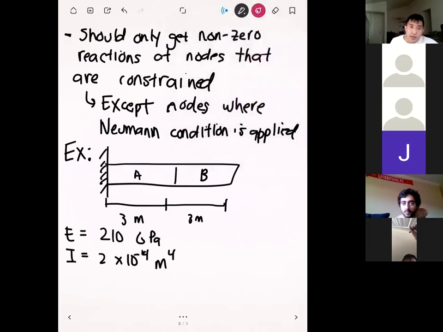And then just to show you guys that what we're doing this time with beams, you can combine it with our trusses. Let's throw a spring in here just for fun. Let's say that the right side of this beam here is supported by a spring. And this will be element C. And the spring constant for the spring is going to be 200 kilonewtons per meter.